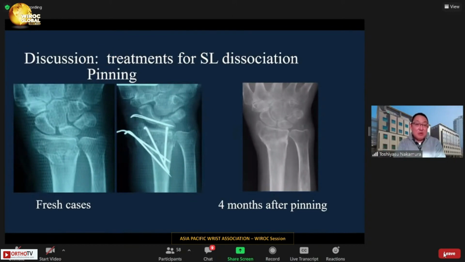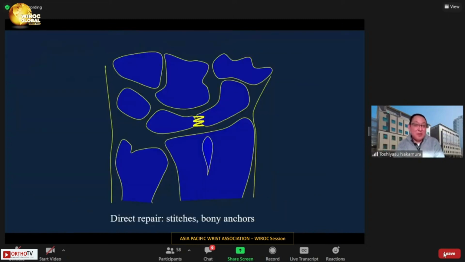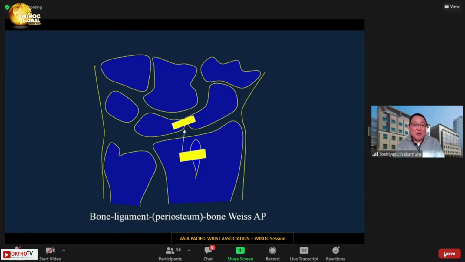If the SL ligament was freshly torn with a disturbed structure, then we just pin it. It worked very well, as the pinning and fibrosis technique; four months after pinning there is no wide gapping of the SL. Sometimes we can do a direct repair on the SL ligament. Then a bone-periosteum-bone graft was reported, but longer follow-up shows there is a coalition between the scaphoid and lunate.